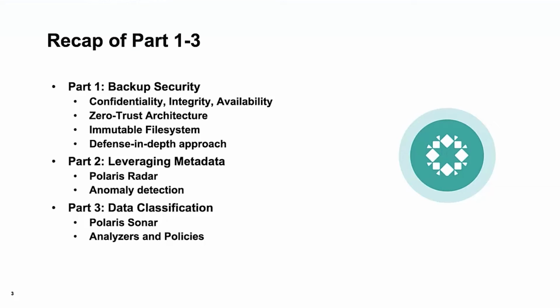As a recap of the first three parts of the series, in part one, we talked about our zero trust architecture, our immutable file system, and our defense in depth approach, and how we use all of these pieces to achieve tight security of backups. In part two of the series, we talked about leveraging metadata and how we collect that in line with your backups, and then we can use that in our applications like Polaris Radar to identify anomalous behavior.